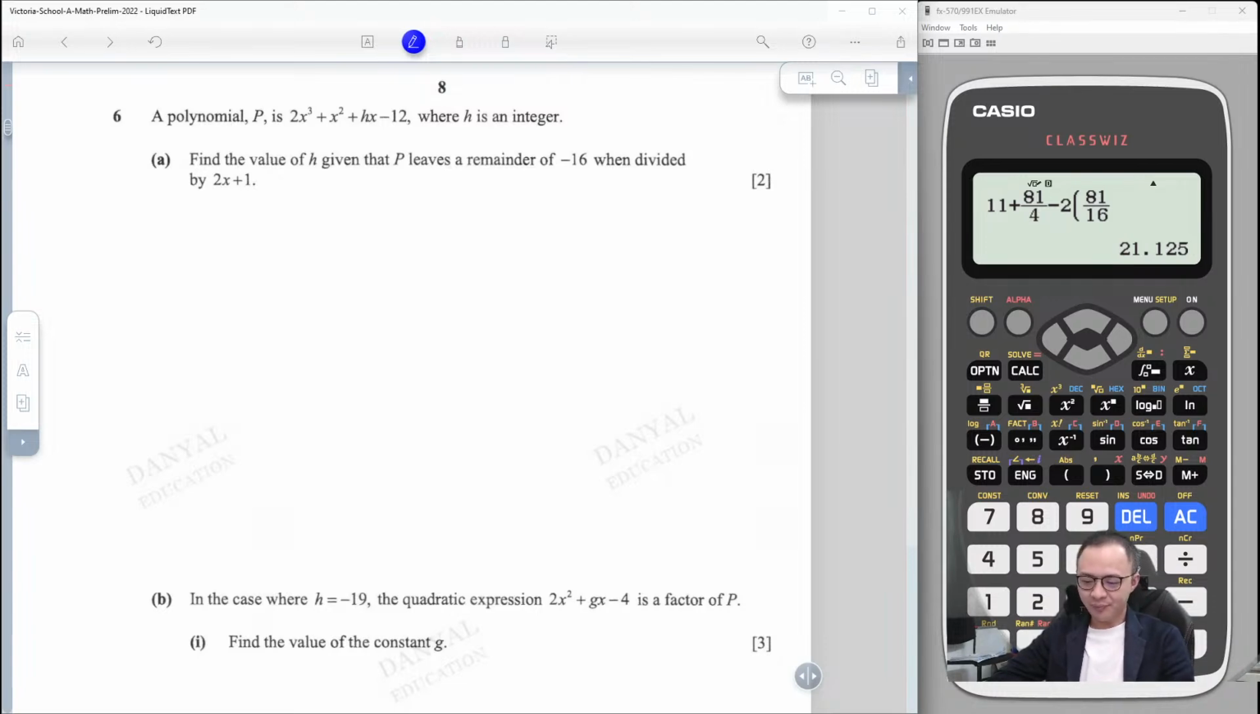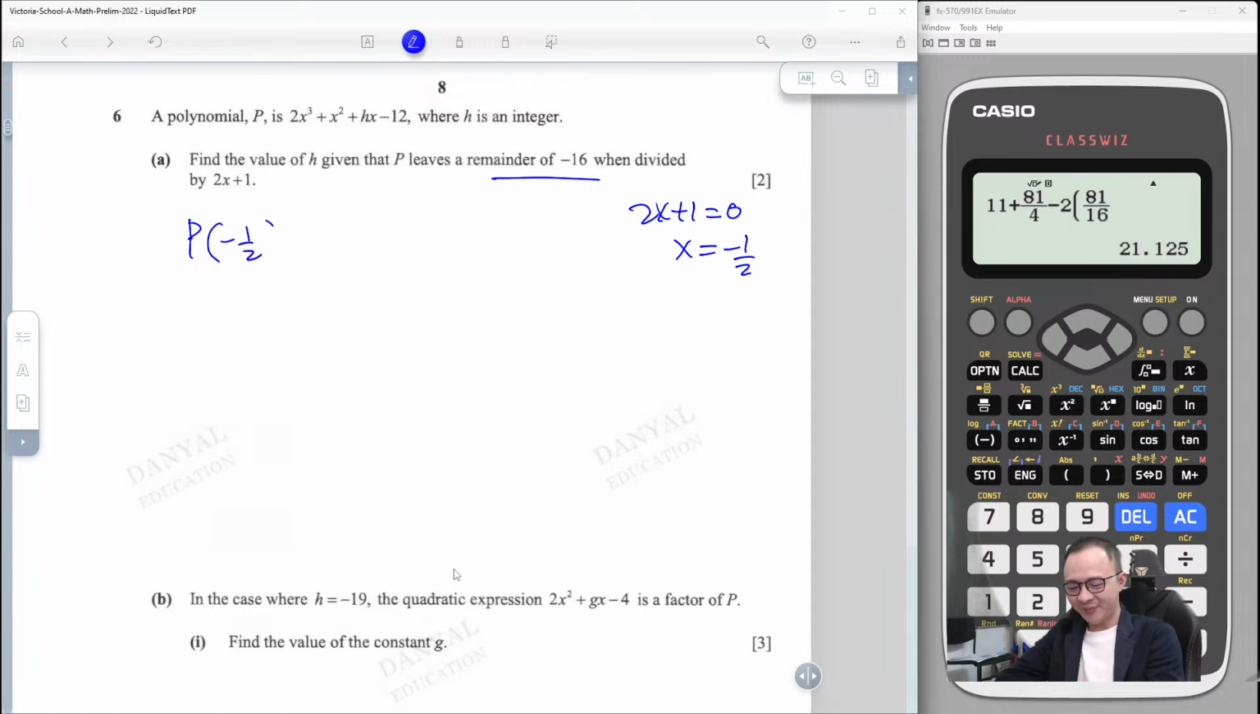Polynomial. So I believe P(x) will equal the whole thing. So P will leave the remainder -16 when divided by that. What's the remainder again? Sorry. Okay, 2x plus 1 equals 0, x is -1/2. So I will have the remainder -16, right? So we just substitute the -1/2 into the whole thing.